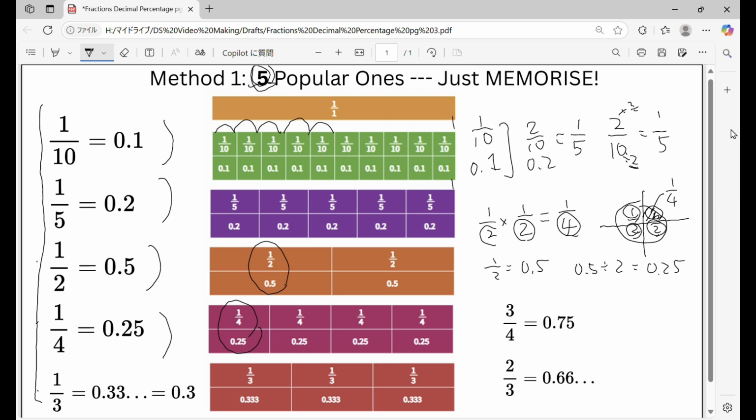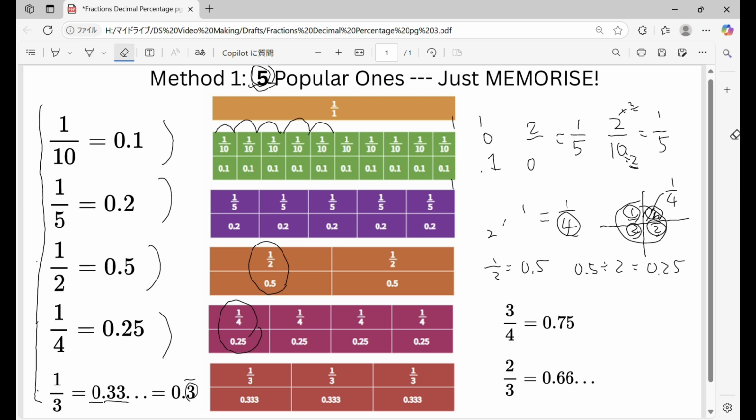And the last one is a little bit sneaky, 1/3. 1/3 is a bit more than 0.3. It is 0.3333333, going on forever, infinitely. So we can write it as 0.3 with a small bar on top of the 3. This means this digit will repeat forever. So that's the 5 fractions.